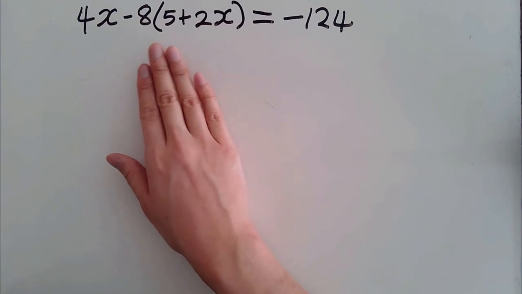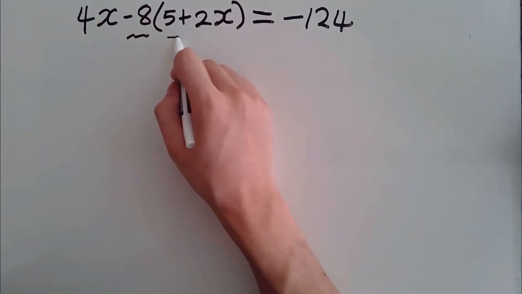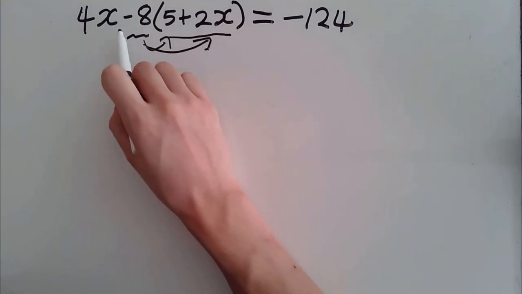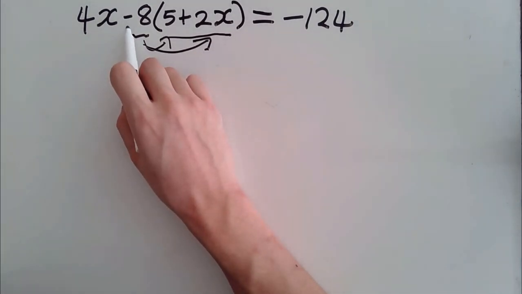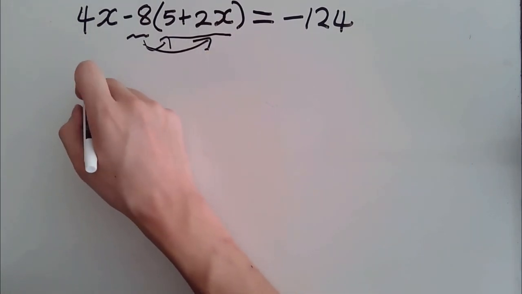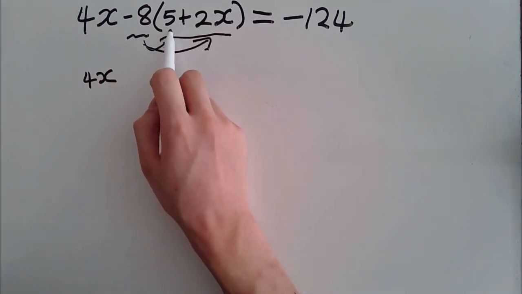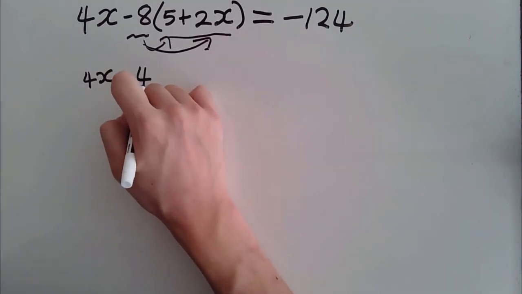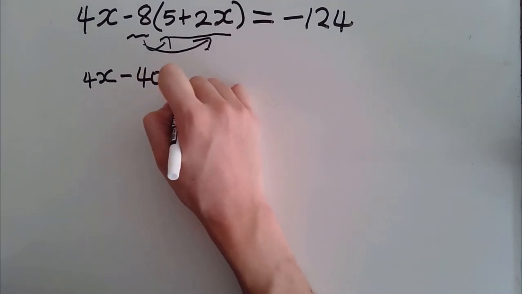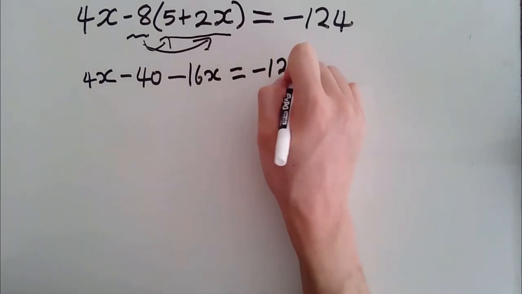I'm just simply going to do whatever I can, which is I know that negative 8 times (5 plus 2x) is negative 8 times 5 and negative 8 times 2x. And keep in mind, there is a negative sign here. So I'm just going to do the multiplication and write it down again underneath. So 4x will stay as 4x. And negative 8 times 5 is negative 40. And negative 8 times 2x is minus 16x. And that is equal to negative 124.